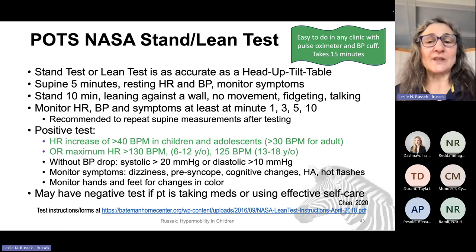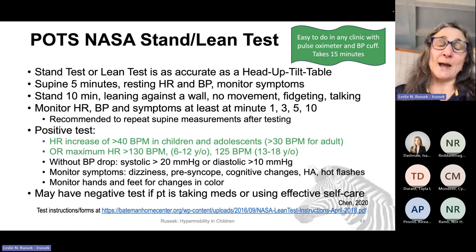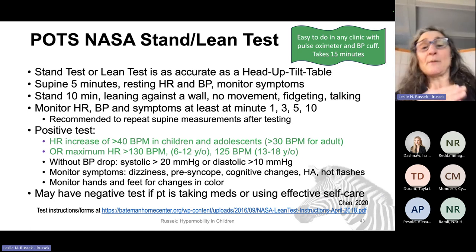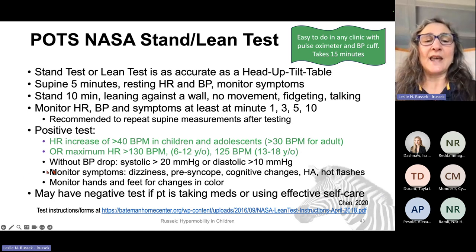But really, both of those conditions are managed from a physical point of view the same way. The medications would be different. And patients who are hypermobile often will go between the two, because the tachycardia is their compensation mechanism. If they don't compensate, their blood pressure drops and they pass out. If they do compensate, their heart beats really fast and gets that blood up to their brain. And we're monitoring for symptoms and for hands and feet turning purple.